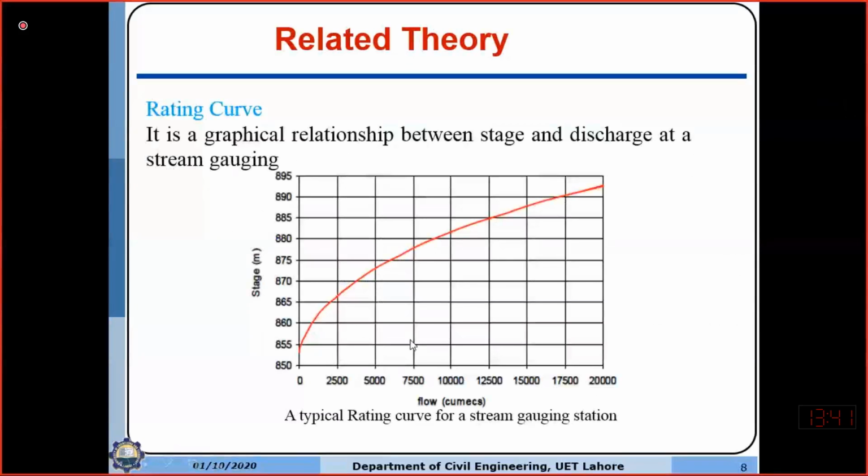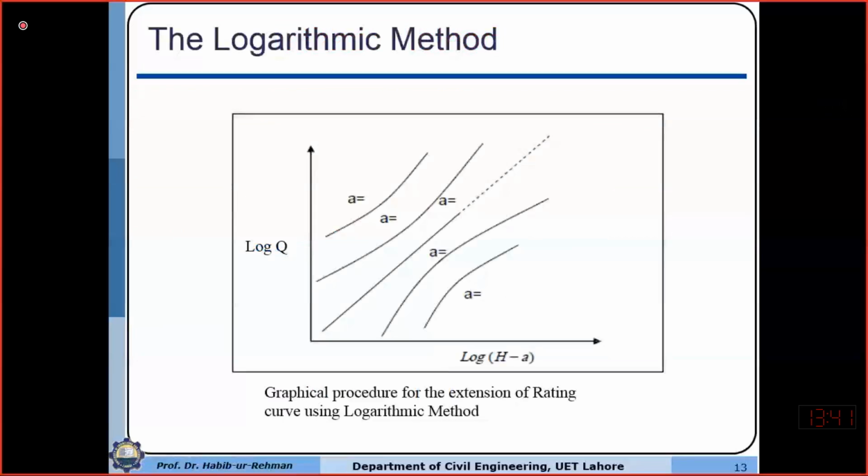The concept behind this is, why are we not directly extending the rating curve? Because this curve is a curved line. So we cannot say that the same trend will continue, and extending a straight line is the easiest one. That's why in the logarithmic method we are getting a straight line relationship between log of q and log of h minus a, and then we can easily extend this straight line.